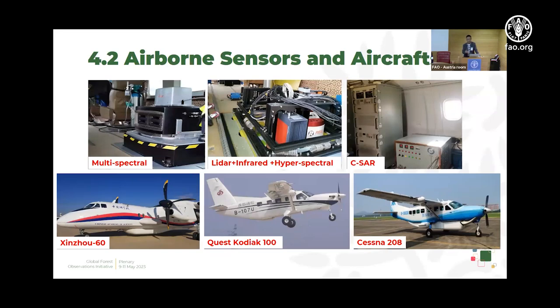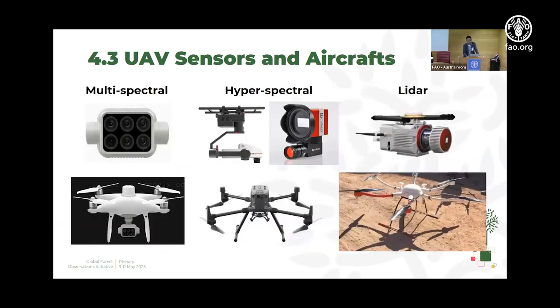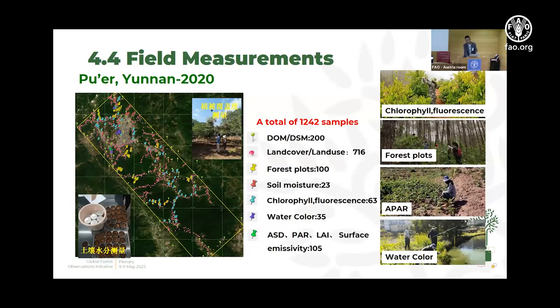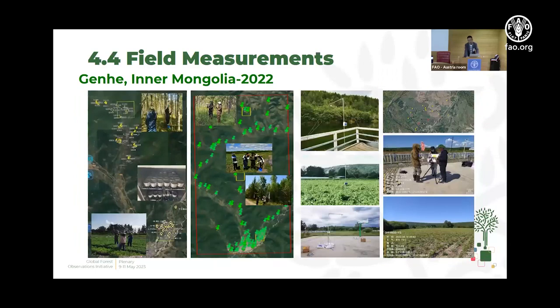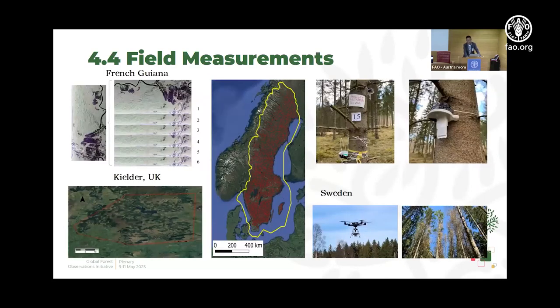So here is our domestic sensors. I mean the airborne sensors, including multispectral, LiDAR, hyperspectral, and CSAR. Here are some commercial UAV sensors. In 2020, in Yunnan province, southwest China, we did a lot of field work, including DOM, DSM, land cover, land use, forest, soil moisture, and water color. And here is another test site in Genhe in Mongolia in 2022. So here are our EU partners' field measurements.